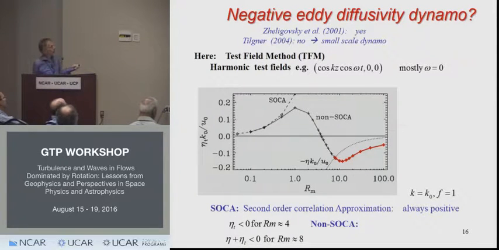And then, nevertheless, it turns out, using the test field method, and for a given value of the wave number, as a function of Reynolds number, first of all, the diffusivity eta t at small Reynolds numbers is positive. And it agrees with the second order correlation approximation as it has to. However, if you make the Reynolds number bigger, the sign of eta t changes, becomes negative, and then approaches zero again. However, before it approaches zero, it nevertheless undershoots the microscopic diffusivity and is therefore able to overcome microphysical decay in order to lead to a dynamo excitation. So this is a remarkable result. I would not have believed this unless I had seen that with my own eyes.